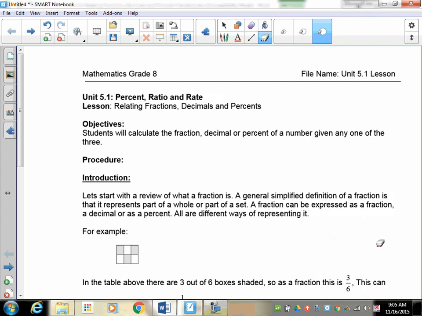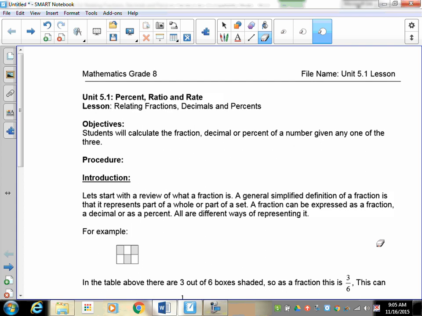Okay, welcome to chapter 5.1. Chapter 5 is all about percents, ratios, and rates, and we're going to start with percents. In this lesson, it's actually 18 pages long, so it's a really long lesson, so I'm going to cut it in half. Relating fractions, decimals, and percents, I guess the basic way of saying it is you have to be able to take any one of those three things and be able to convert it into the other two.